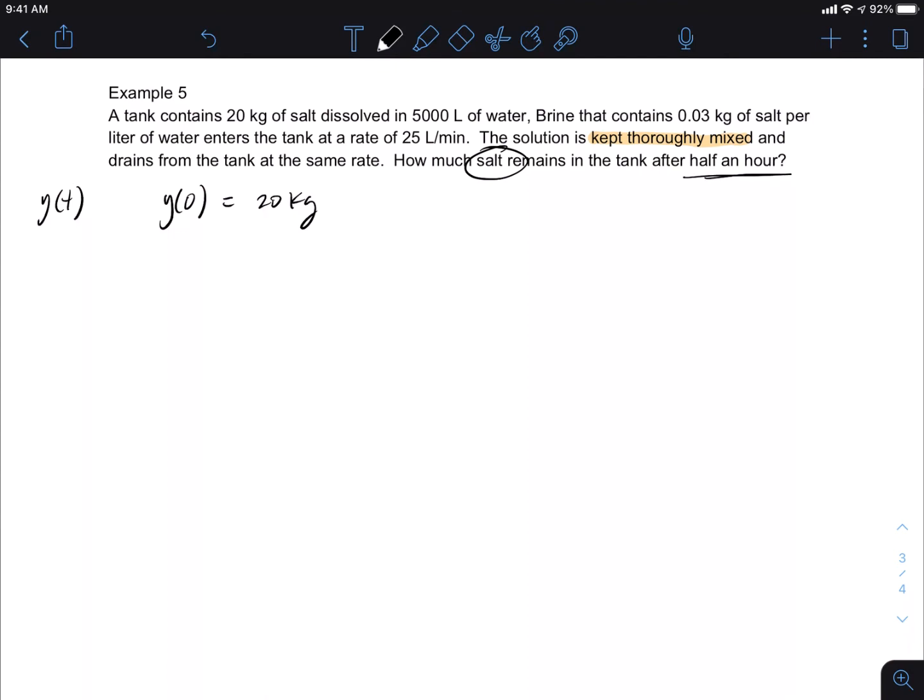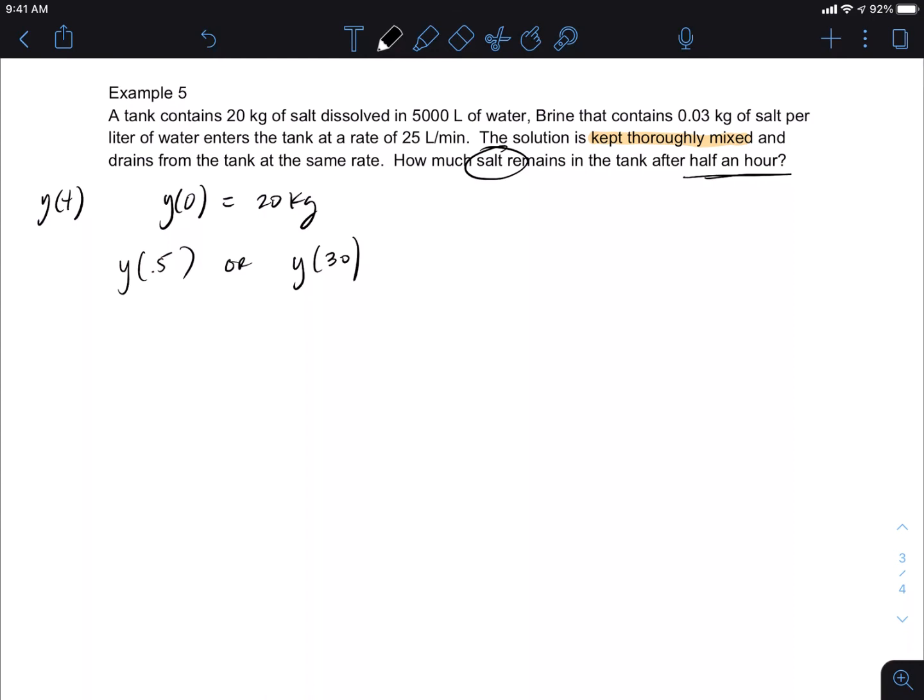Here is something that's important. Do I write it this way or this way? 30. We're going to use the 30. Why? Because it was given in minutes. Yeah, exactly. That's right.